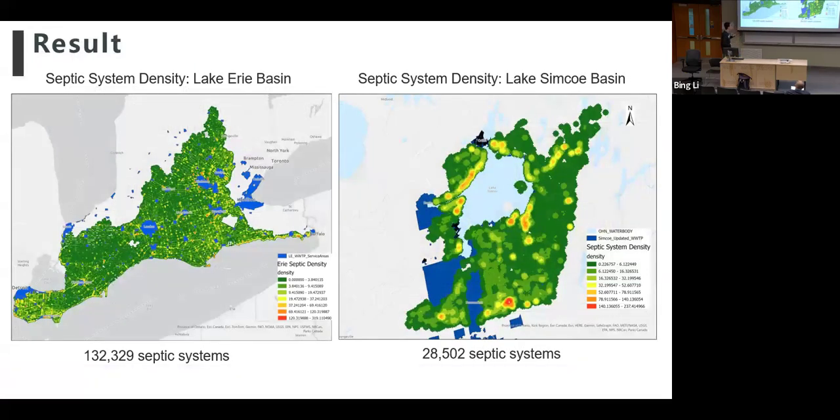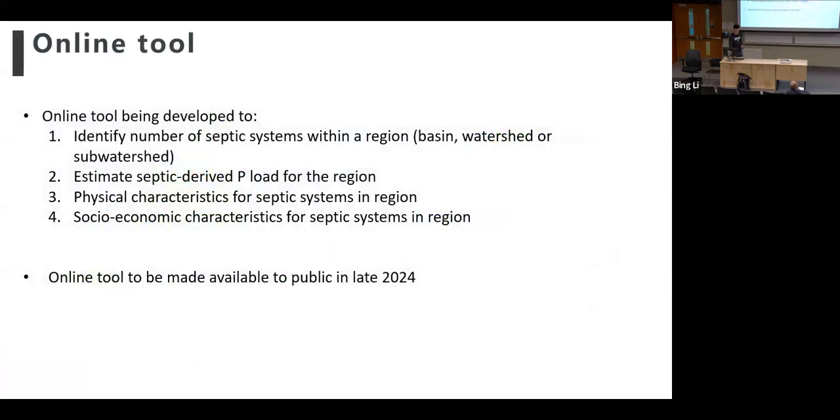So these are all the density maps. This is the density map for the three basins. We found more than 132,000 septic systems, and for the Lake Simcoe Basin, we found about 28,000 septic systems. In addition to that, I developed online tools to identify the number of septic systems within a region, to estimate the septic derived phosphorus load in the region, and also to demonstrate the physical and socio-economic characteristics for septic systems.